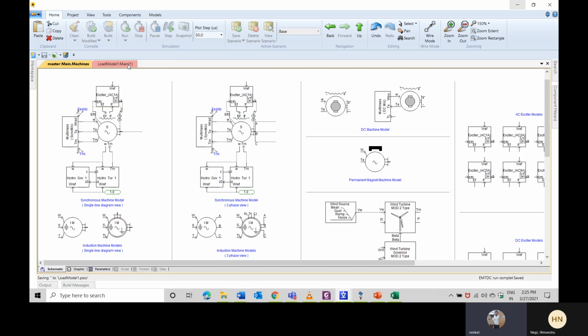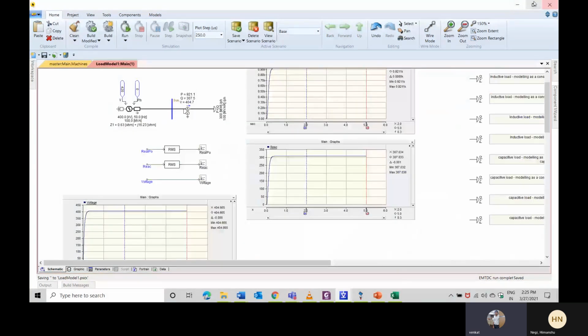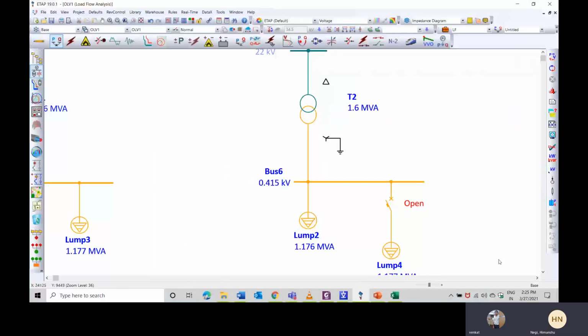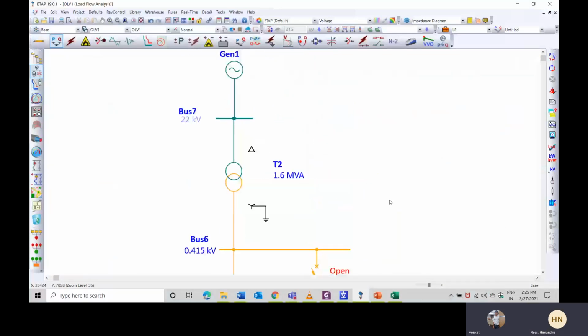I want to tell you what the loads are and how to model them in a complete manner, so I'm teaching this also: how this frequency, how this load model will work.